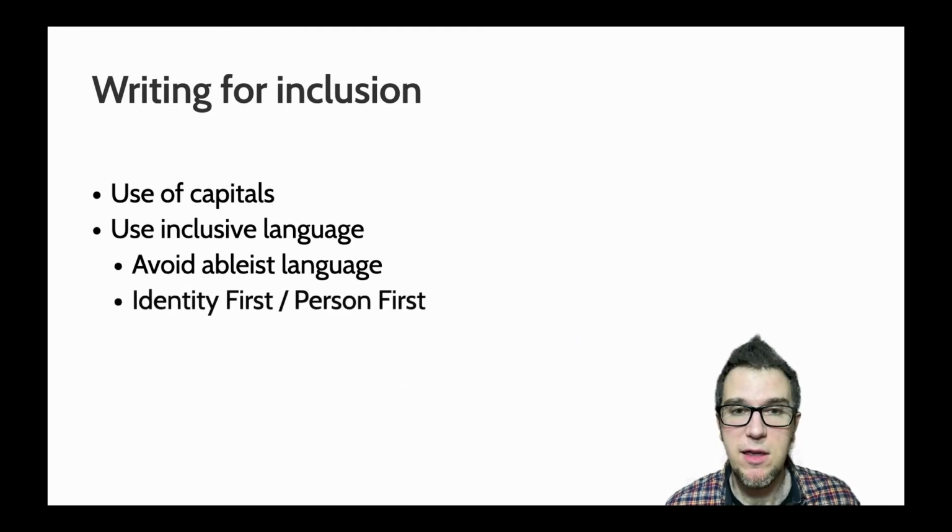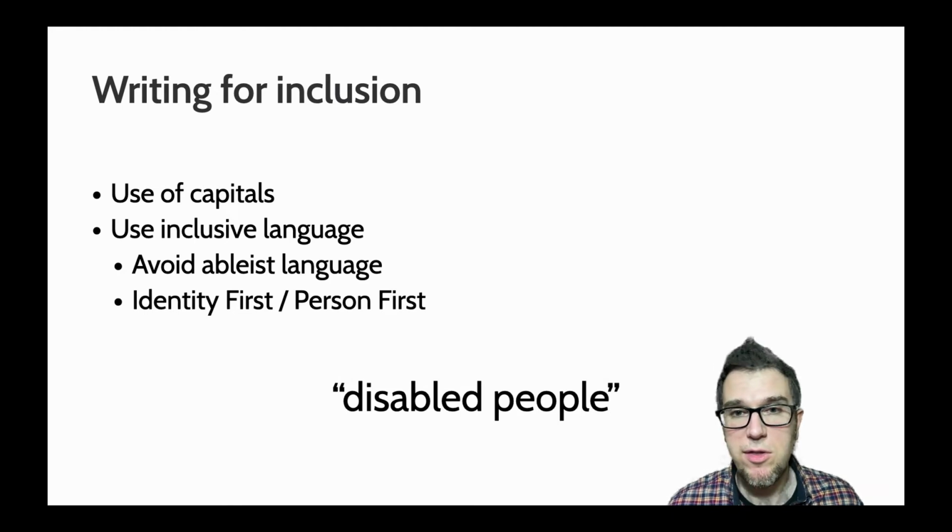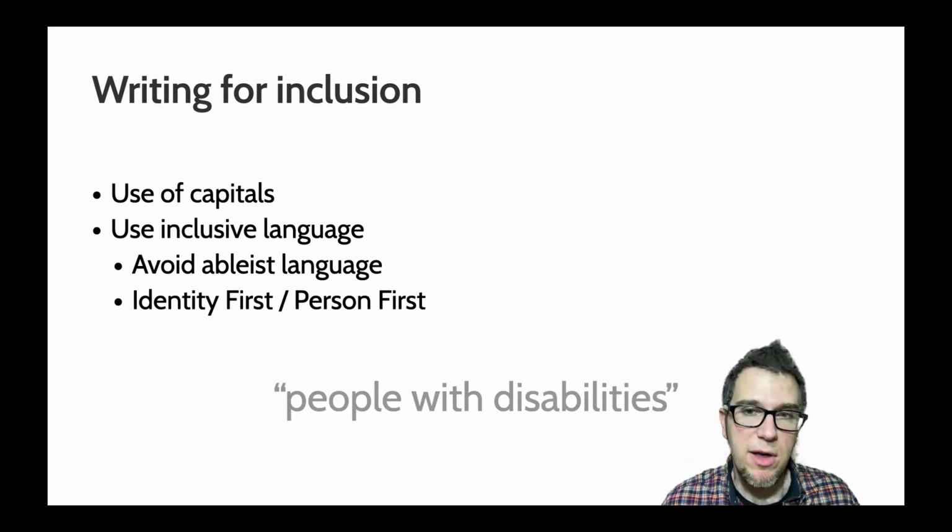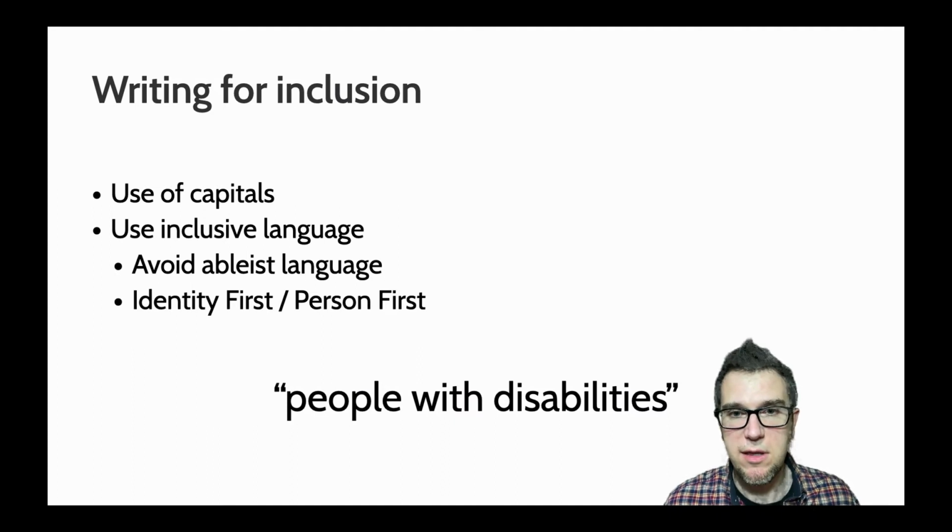Learn about identity first language and person first language. Identity first is making the disability part of that person's identity, so calling somebody a disabled person, whereas person first language is a person with a disability or people with disabilities. Now, this is a matter of personal preference. Surveys suggest that the majority of people prefer identity first language, so to be called a disabled person. Their disability is part of their identity, and people use that language to claim that identity.